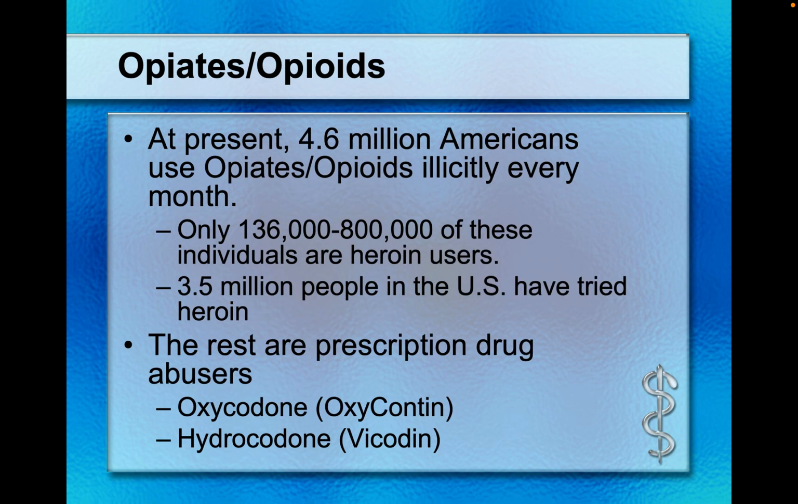At present, 4.6 million Americans use opioids illicitly every month. Only 136 to 800,000 of these individuals are heroin users. 3.5 million people in the United States have tried heroin. The rest are prescription drug abusers, usually Oxycontin and Vicodin.